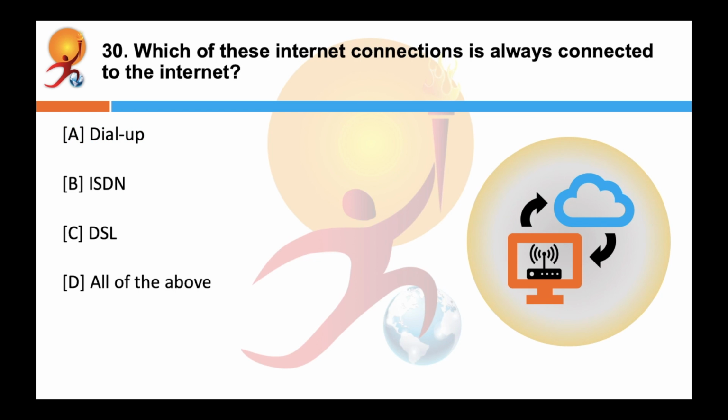Which of these internet connections is always connected to the internet? We have already seen this in our previous question. Correct answer is C, DSL. DSL stands for Digital Subscriber Line. It is a type of network connection which is always connected to the internet. So in this case, we don't have to dial up to connect.